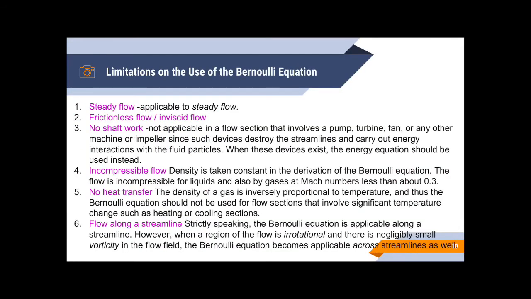The limitations of the Bernoulli equation are at least these six conditions. First, the Bernoulli equation is only valid for steady flow, not applicable for unsteady flow. Second, it is only valid for frictionless flow. No shaft work should be included in the system. If shaft work is involved, for example a pump, turbine, fan, or any impeller, the Bernoulli equation is no longer valid. It is only valid for incompressible flow, where the density is always constant, and not applicable for compressible flow, where the density is no longer constant. No heat transfer should be involved, and it only applies to flow along a streamline.